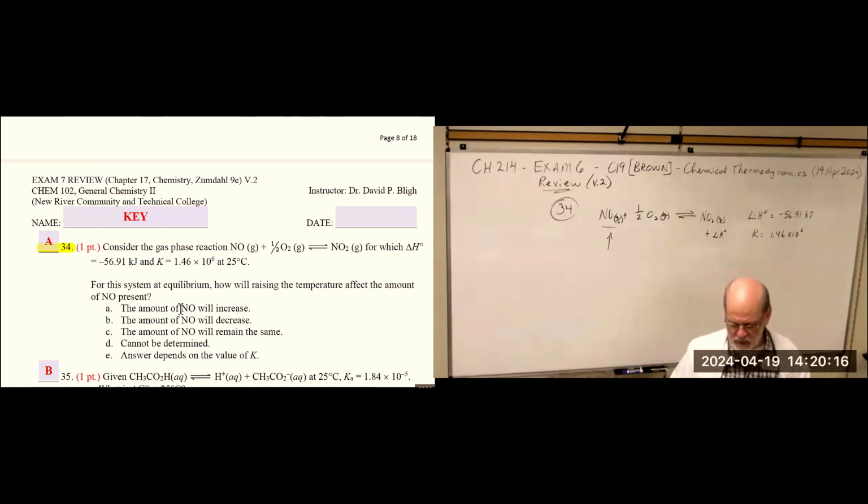So there's a lot of blue smoke in this problem. A lot of stuff you don't need. All you need to know is the sign on this one. It doesn't even matter what this is, just the sign. That means you put it on this side, it's exothermic. So if we increase the temperature, it goes that way.